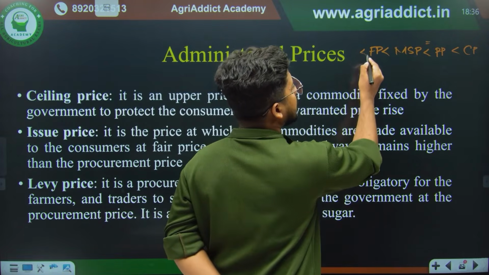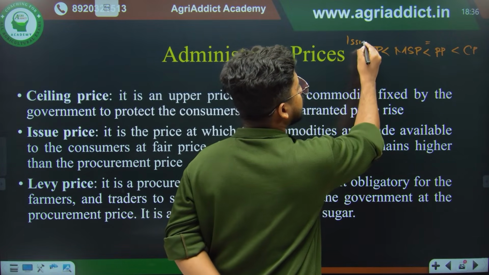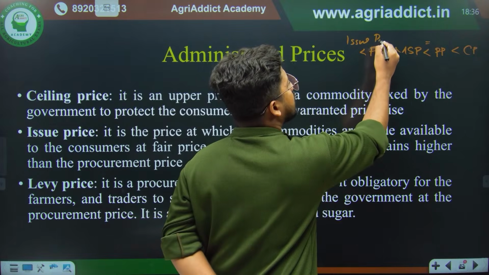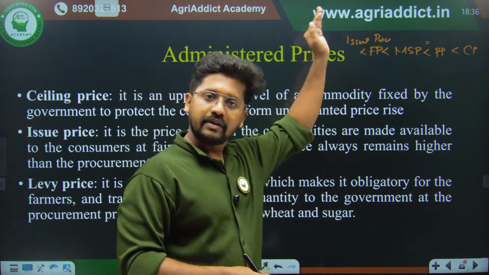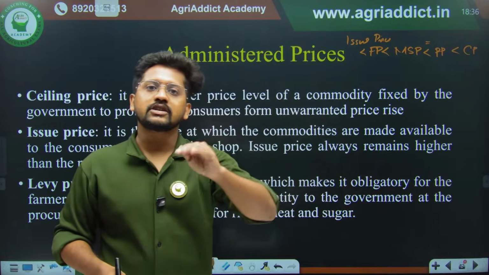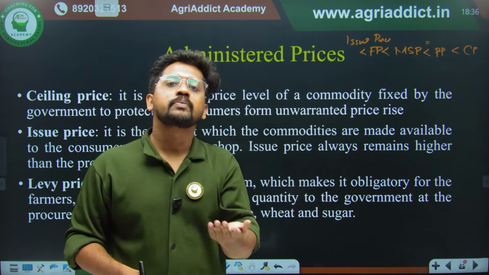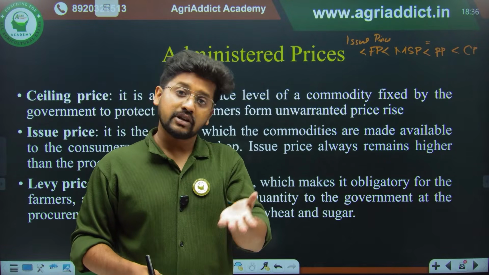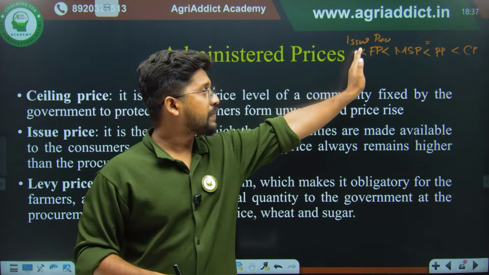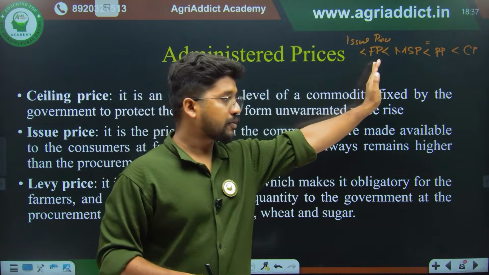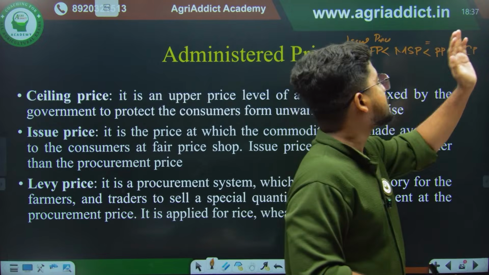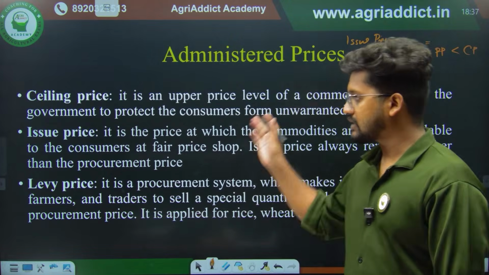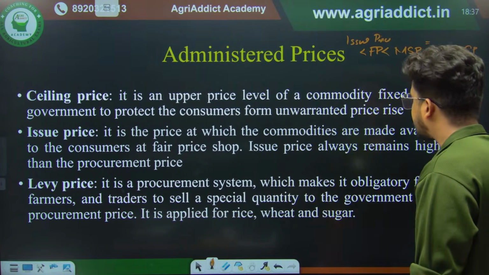And also remember that below the floor price is what is given in the ration shops. The government is distributing rice and wheat for 2 rupees and 3 rupees, right? So that is the lowest one. Therefore, issue price is lesser than floor price, which is lesser than minimum support price, which is lesser than procurement price, which is lesser than the ceiling price. So this is how the magnitude will come.